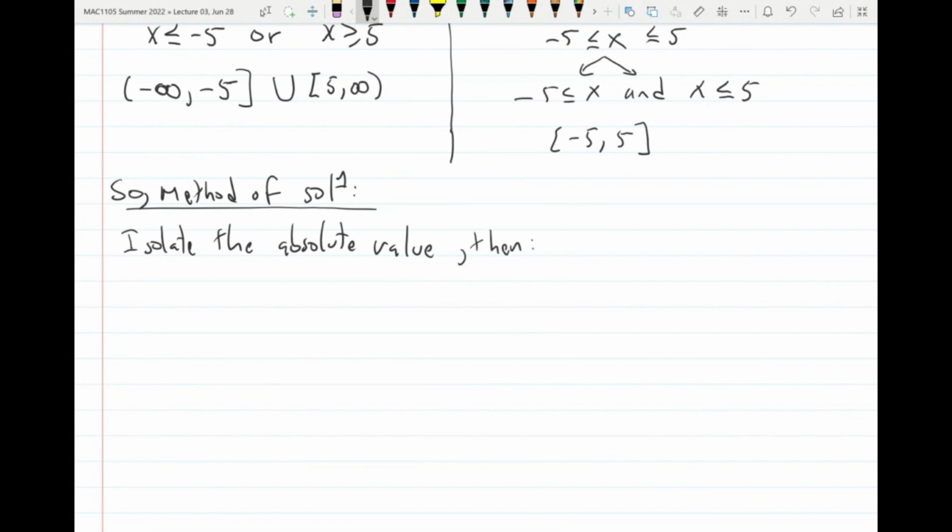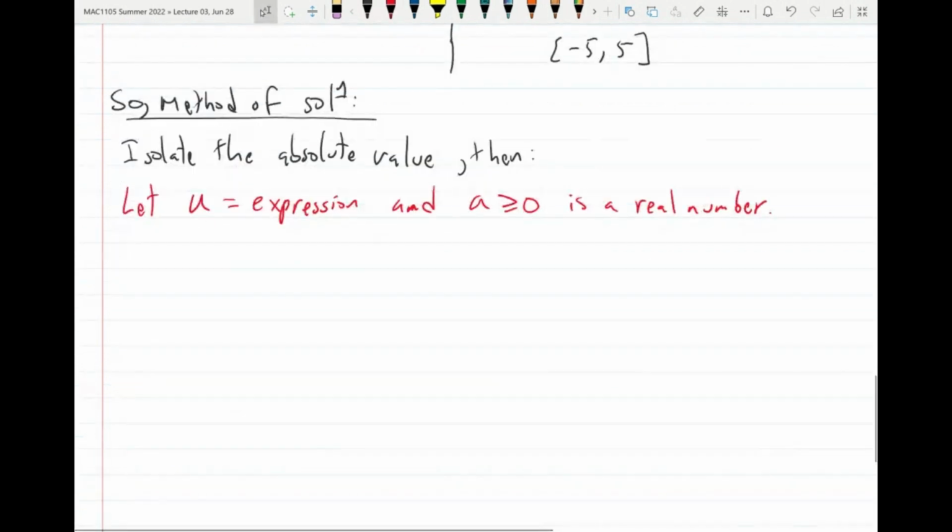Then we're gonna have the following. So suppose that, now I'm gonna write the statement. Suppose that u is an expression, let u be equal to some expression. And let's say that a, which is greater than or equal to 0, is a real number. Okay. Then there are several things that we could get.